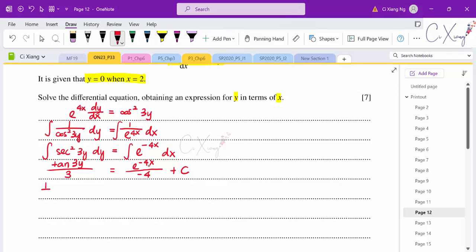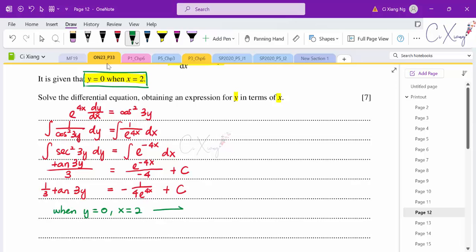Okay, so from here, what do I have next? I try to simplify the equation first before I find out the value of c. All right, so now we need to find out the value of constant c. So how to find the value of constant c? You need to have the initial value. So your initial value is given here, which is y equals to 0 and also x equals to 2. All right, so when y equals to 0, x is equal to 2.